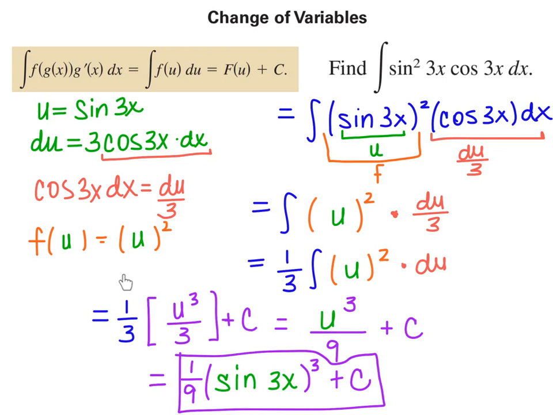So I bring down the 1/3, I integrate, I get u cubed over 3 plus c. That becomes u cubed over 9 plus c. And I replace my u with my sine of 3x. So I get 1/9 (sine of 3x) all cubed plus c. Or another way to say it is 1/9 sine cubed right here of 3x plus c. Whatever you prefer.